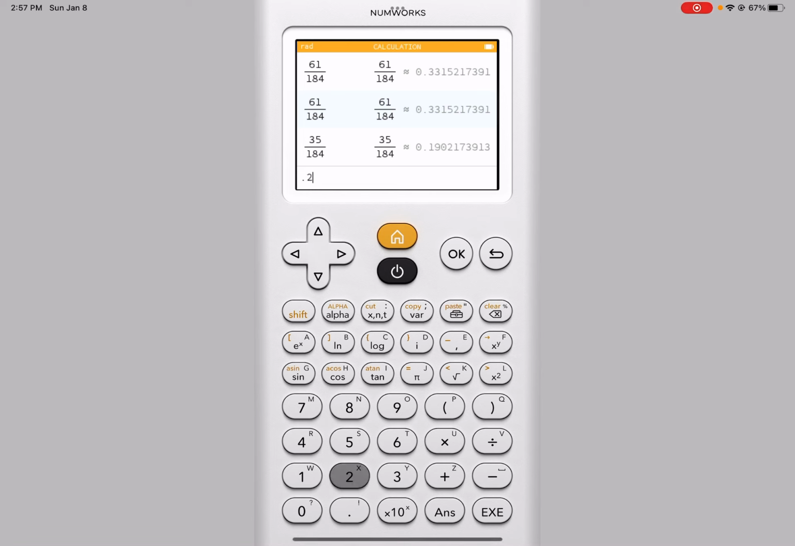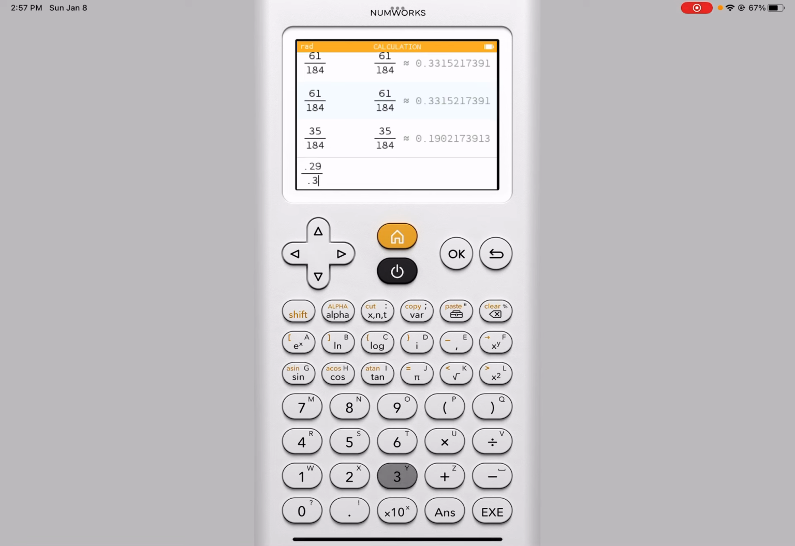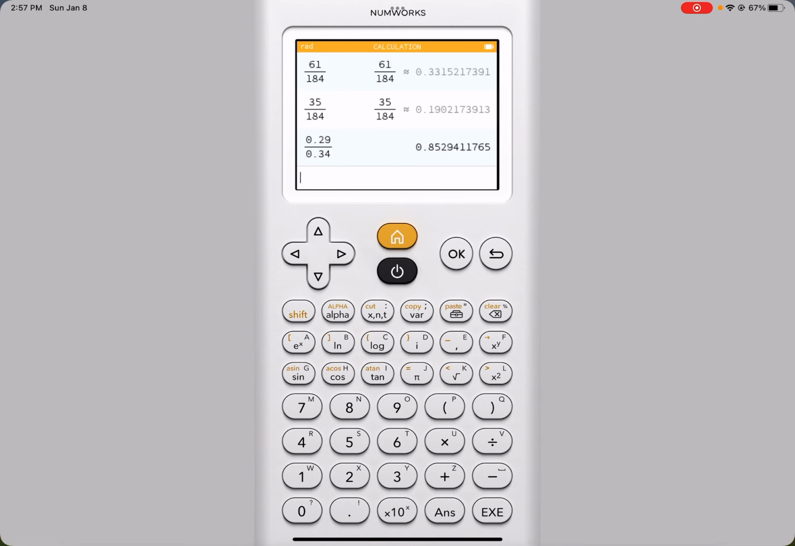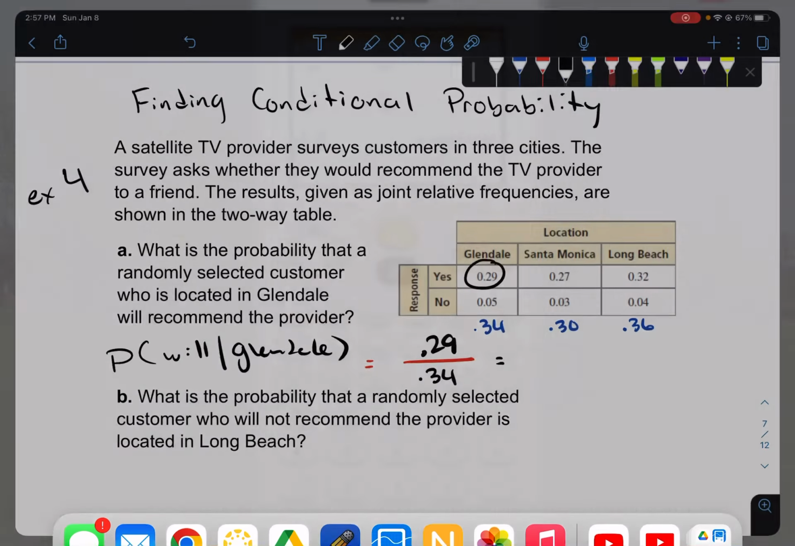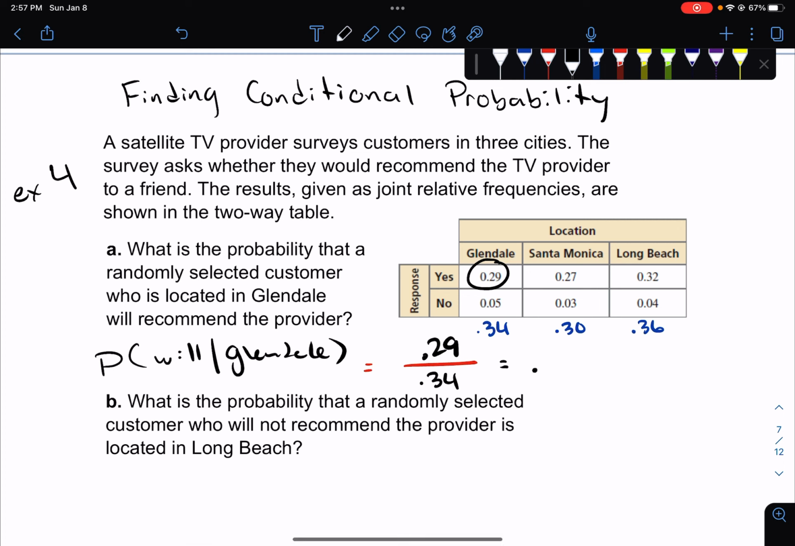So in my calculator, I'm going to put 0.29 divided by 0.34. So let's do 0.29 divided by 0.34. When I hit enter, I get 0.8529. So let's round that to be 0.853. 0.853 is the probability. So that would translate to what? 85.3% chance that if a person lives in Glendale, they do recommend their TV provider.